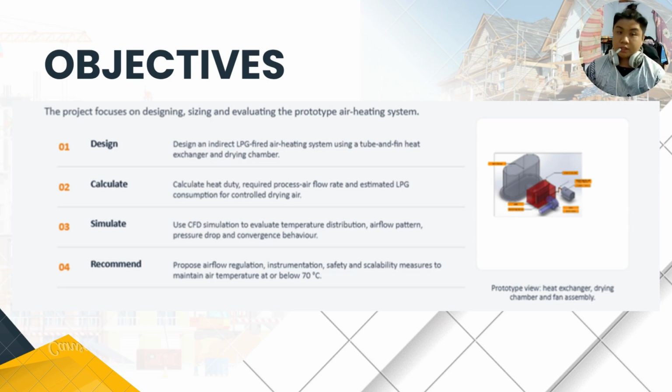This includes studying the temperature distribution, airflow pattern, pressure drop, and convergence behavior of the proposed heater dryer system. The final objective is to propose control and safety measures such as airflow regulation, instrumentation, safety features, and scalability improvements. These measures are important to ensure that the drying air temperature is maintained at or below 70 degrees Celsius.